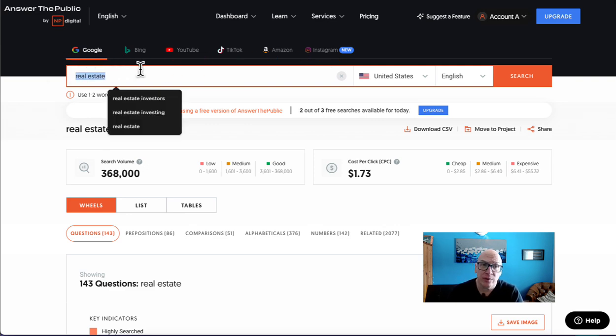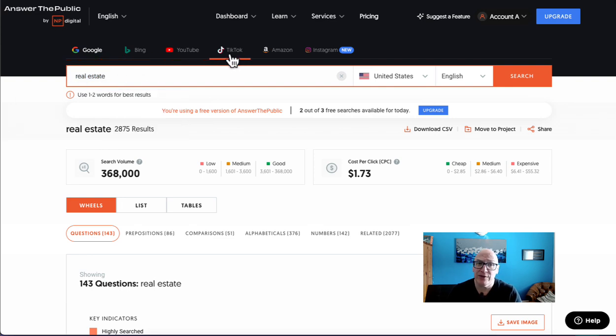I still like Google and YouTube the most because that's what people are really looking for. Generally, these are still the top search engines that you'd be using. So I would stick with Google or YouTube. But if you're only doing videos on TikTok, be my guest and look at just what's happening on TikTok, what people are looking for, and what's the most popular stuff on there.